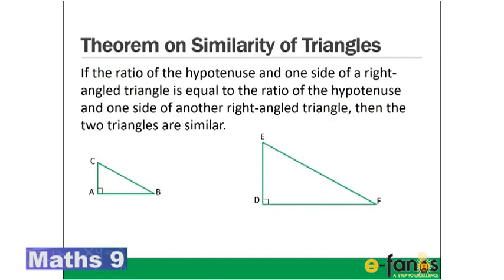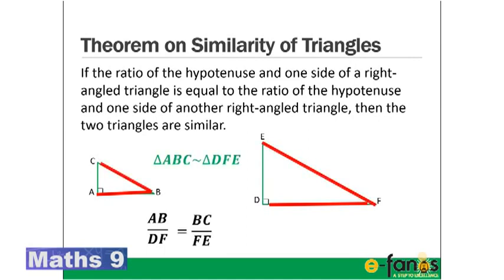If the ratio of the hypotenuse to one side of a right-angled triangle is equal to the ratio of the hypotenuse to one side of another right-angled triangle, then the two triangles are similar. So in these diagrams, if AB over DF is equal to BC over FE, then the triangle ABC is similar to the triangle DFE. This is the RHS, or right angle hypotenuse side theorem.